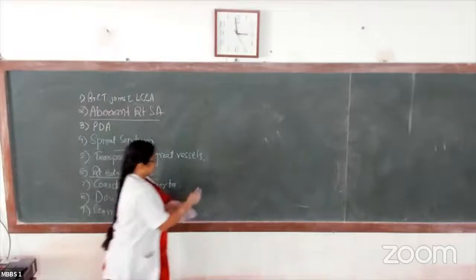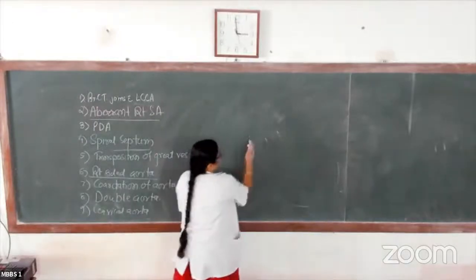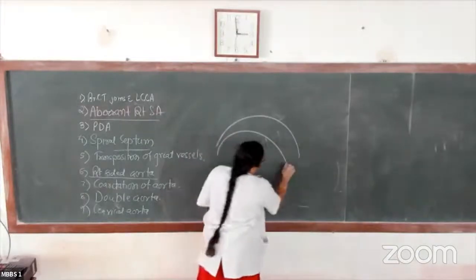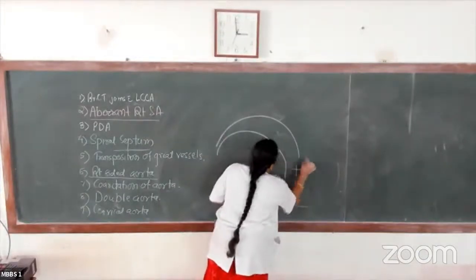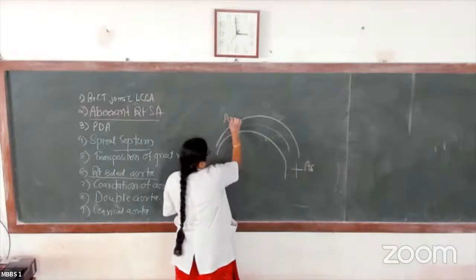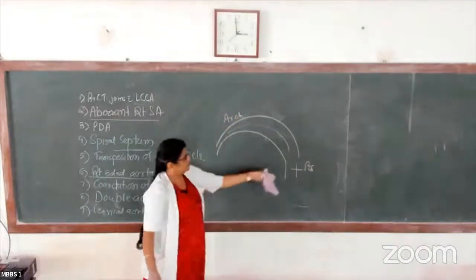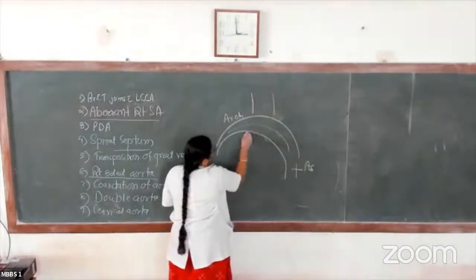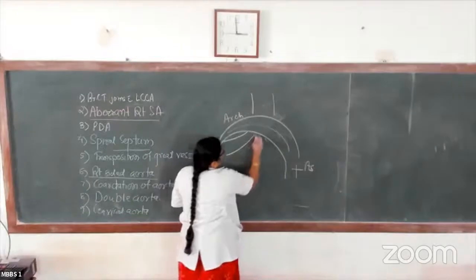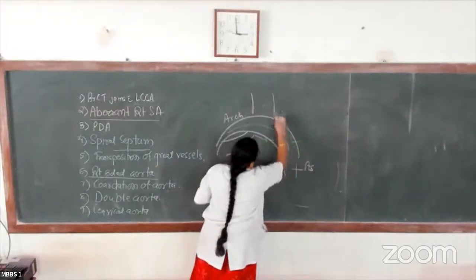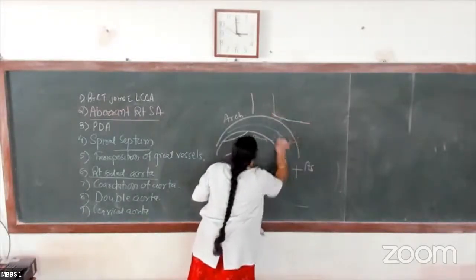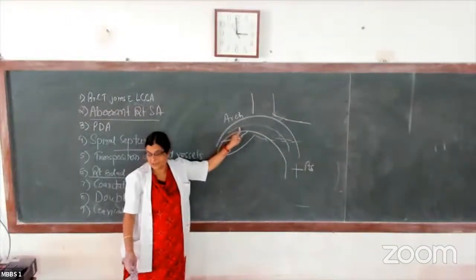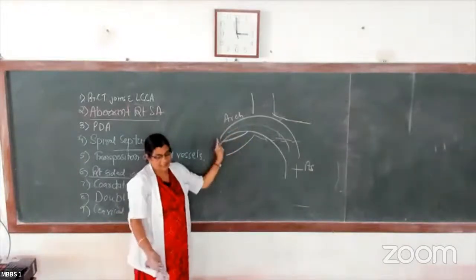Right-sided aorta. Now usually it is left-sided. If it becomes right-sided, here will be the ascending aorta, then this is the arch of aorta. So it is coming from right to left. What will be the effect? Suppose here is a trachea. This is the left bronchus, which will be here, and here will be the right bronchus. So the left bronchus will be compressed by the arch of aorta because it is coming like this.